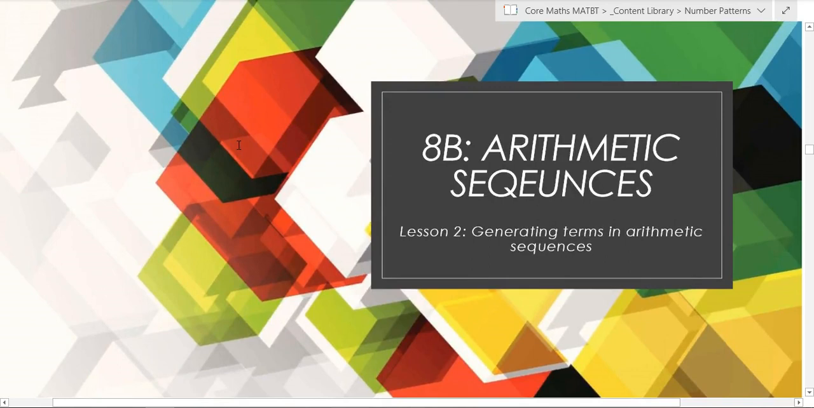So chapter 8b, we're looking at arithmetic sequences. This is the keyword that we're going to be focusing on, arithmetic sequences. We know what a sequence is. Last lesson we learned about sequences being a set of numbers, or a list of numbers that are generated either using a pattern or randomly. Today we're going to be generating arithmetic sequences.